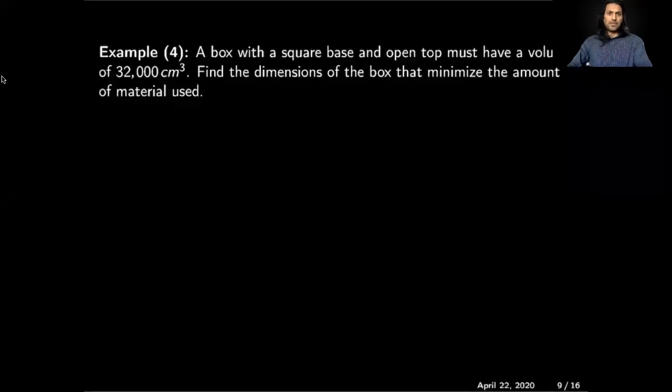Our next example is example number 4. A box with a square base and open top must have a volume of 32,000 cubic centimeters. Find the dimensions of the box that minimize the amount of material used. There are a few keywords. One keyword is the box, so we have to draw a box.